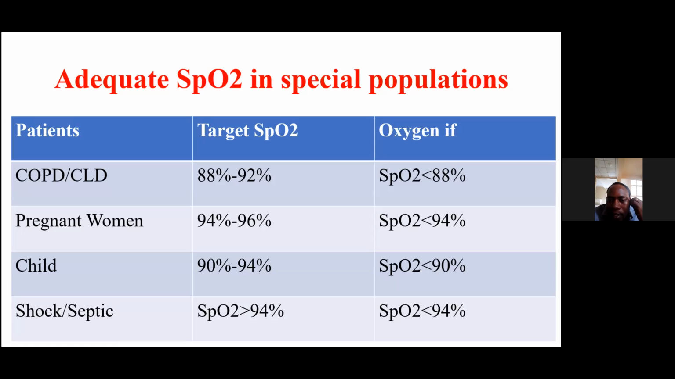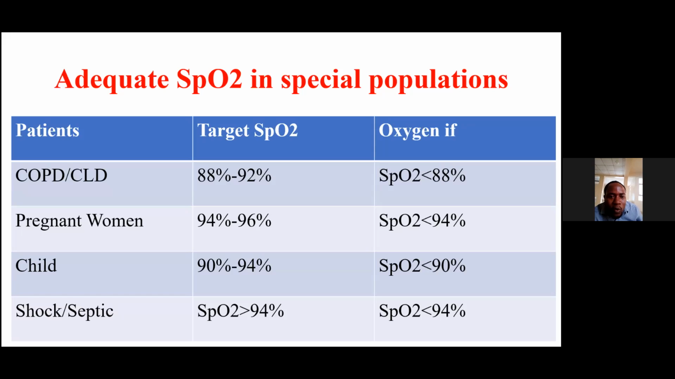So here is the table showing you different target goals for different patients whom we are treating with oxygen therapy. In COPD and other chronic lung diseases, you provide oxygen when they are desaturating less than 88%, and your target is between 88 and 92.